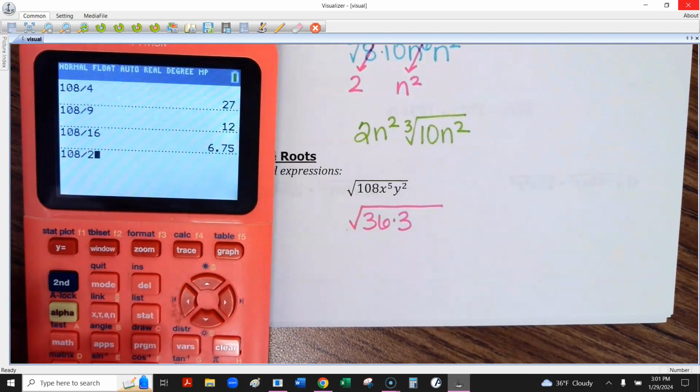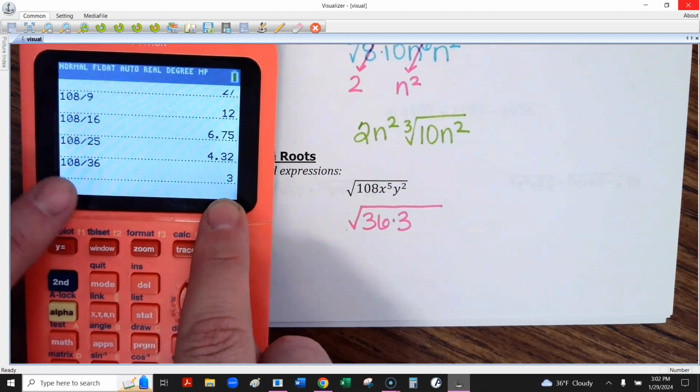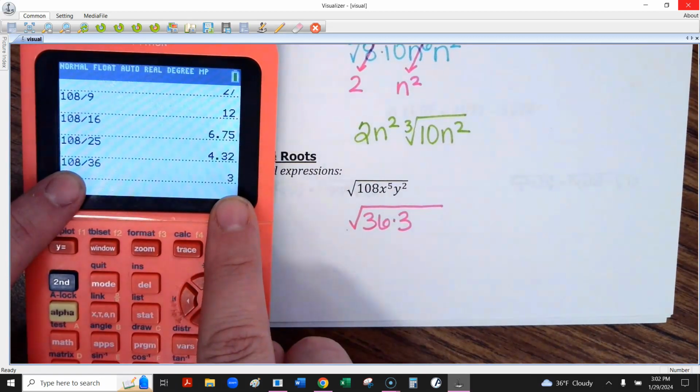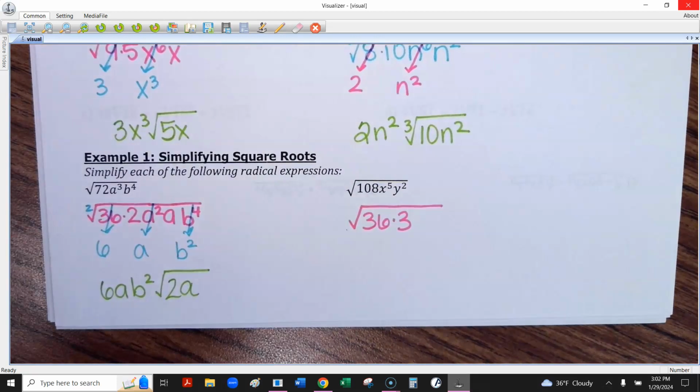108 divided by 25, that doesn't go in. 108 divided by 36, that does go in. And in that case, as long as the other number, 3, is not divisible by another perfect square, you've got the biggest combination. So it's really easy to grab your calculator to check these.